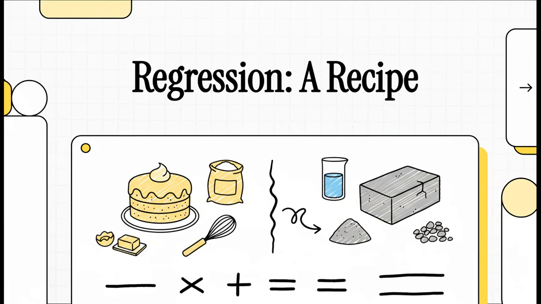What if I told you that figuring out how strong the concrete in a skyscraper is actually a lot like baking a cake? Yeah, it sounds a little wild, I know. But today, we're going to break down this super powerful statistical tool called regression, and we're going to do it by thinking of it as just a simple recipe. So let's jump in and see how this all works.